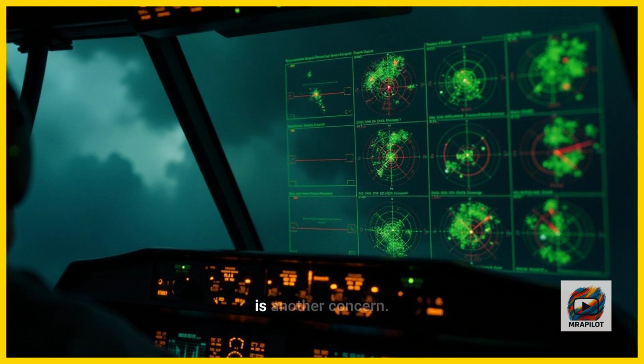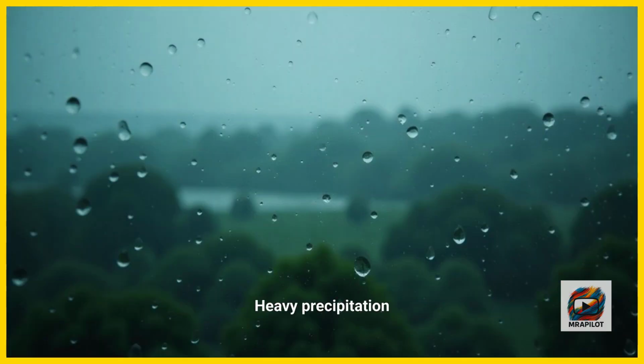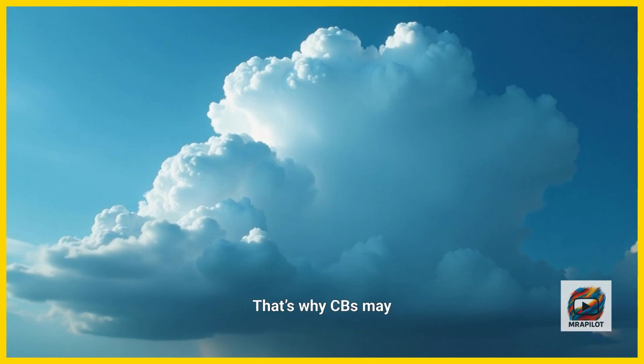Radar attenuation is another concern. Heavy precipitation absorbs radar energy, meaning what's behind the storm may appear clear, but it's not. That's why CBs may appear as isolated echoes but contain embedded cells. Use satellite overlays, lightning detection, and PIREPs in combination with radar. No single source tells the full story. Layer your information to build an accurate weather picture.